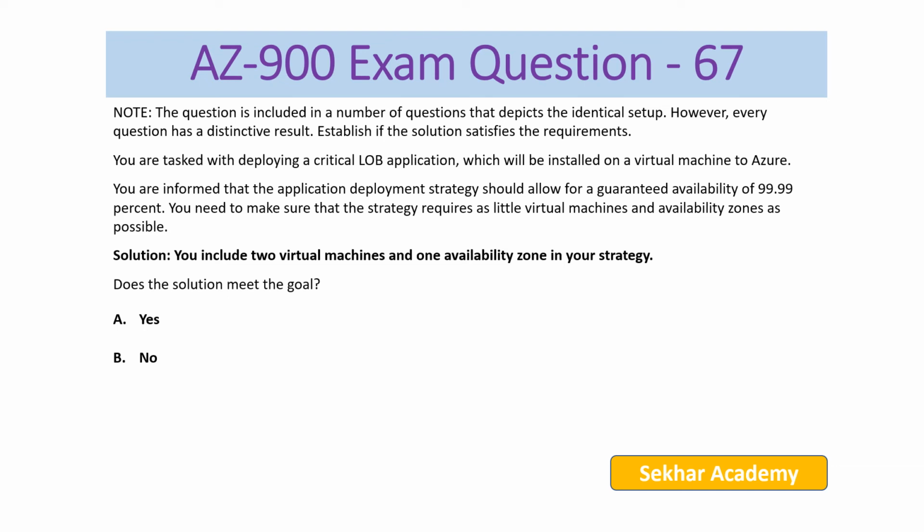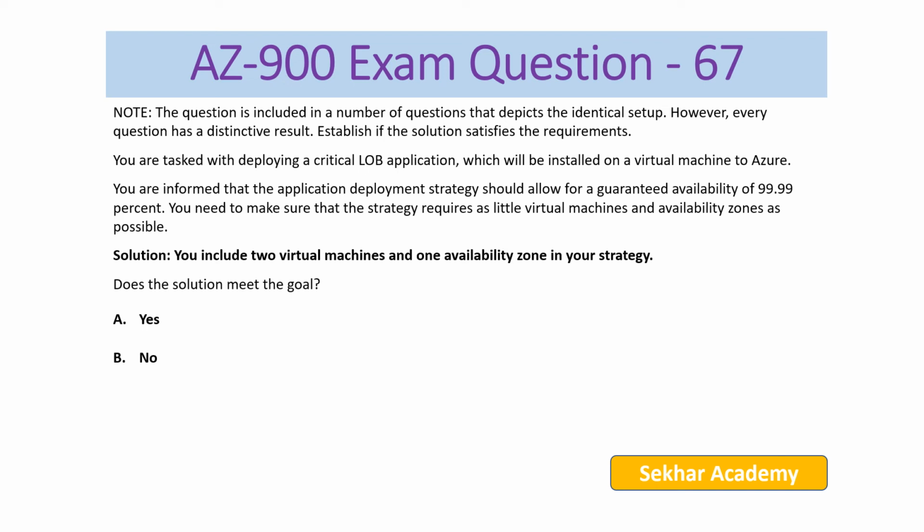You are tasked with deploying a critical LOB application which will be installed on a virtual machine to Azure. You are informed that the application deployment strategy should allow for a guaranteed availability of 99.99%. You need to make sure that the strategy requires as little virtual machines and availability zones as possible. The solution is here. You include 2 virtual machines and 1 availability zone in your strategy. Does the solution meet the goal? The options we have: A, yes, B, no.